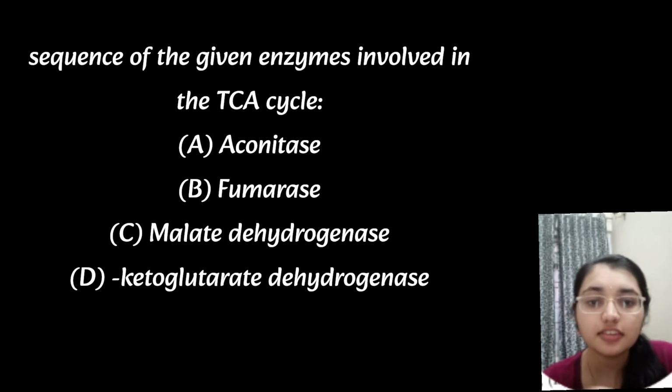Here the TCA cycle, it is also known as the Krebs cycle, a central metabolic pathway that oxidizes acetyl coenzyme A to carbon dioxide, that is CO2, and then it generates NADH and FADH.